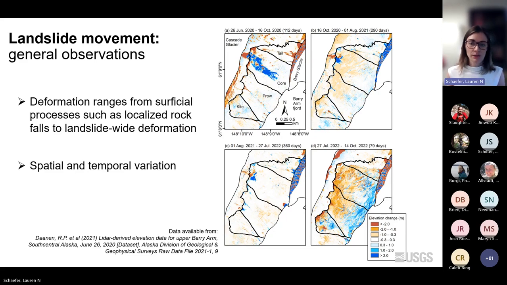In the top right, we see evidence of landslide-wide deformation in a similar pattern to what Dai et al. found, which is elevation decrease in the top portion, elevation increase in the bottom. In this epoch in the bottom left, there's no landslide-wide deformation, but there is evidence of smaller events. So this rock avalanche area had some activity. There was also another landslide here near the glacier terminus. And then bottom right, we're seeing more landslide-wide deformation, again in a similar pattern like Dai et al. And overall, the kite has been moving faster during these landslide-wide deformation events.